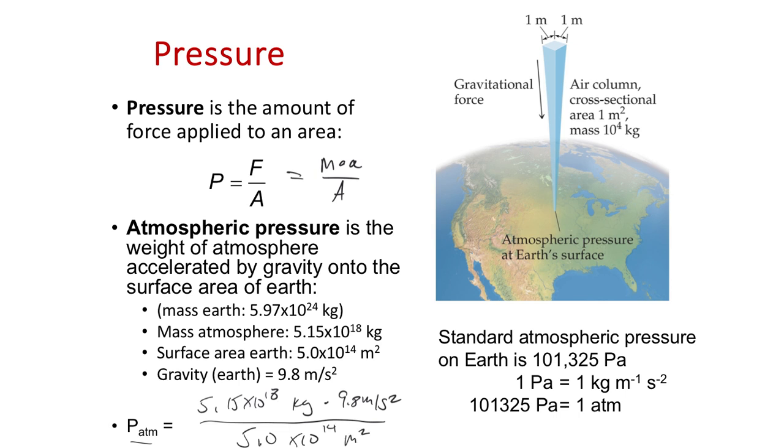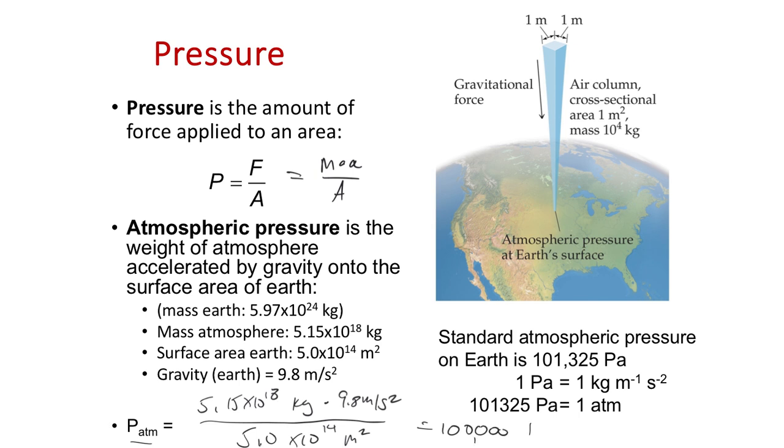And so if I work out that math here, 5.15 e to the 18 times 9.8, and then I divide that by 5.0 e to the 14, I get about 100,000. It's 100,940. So we'll round that to 100,000, from sig figs here, about 100,000.